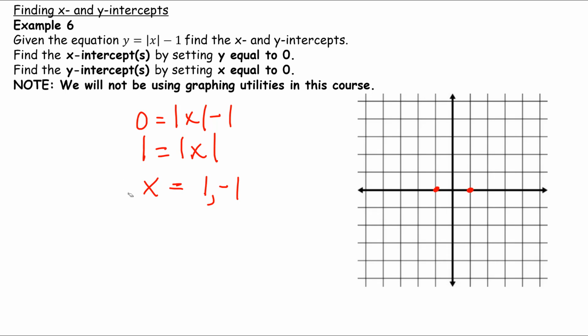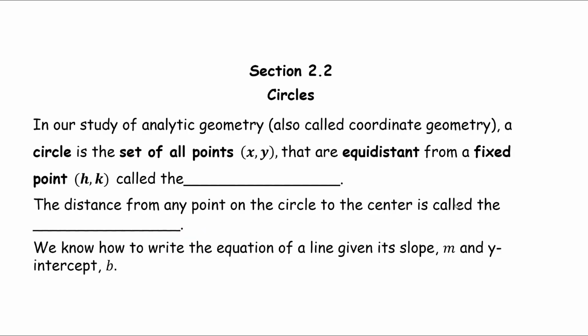To find the y-intercepts, you set x equal to 0. So the equation y equals absolute value of x minus 1. The y-intercept is going to be y equals the absolute value of 0 minus 1, and that's -1. So it crosses the y-axis at -1. Okay, moving on to circles.